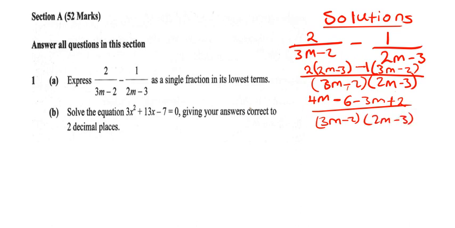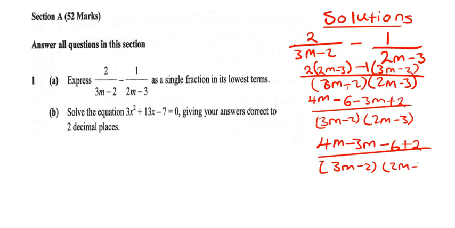So when you have this, you group the like terms. In this case, the like terms, we have 4m goes with negative 3m, and then negative 6 goes with the positive 2, like that. So you say 4m minus 3m, negative 6 plus 2, like that, over 3m minus 2, and then you have 2m minus 3, like that.